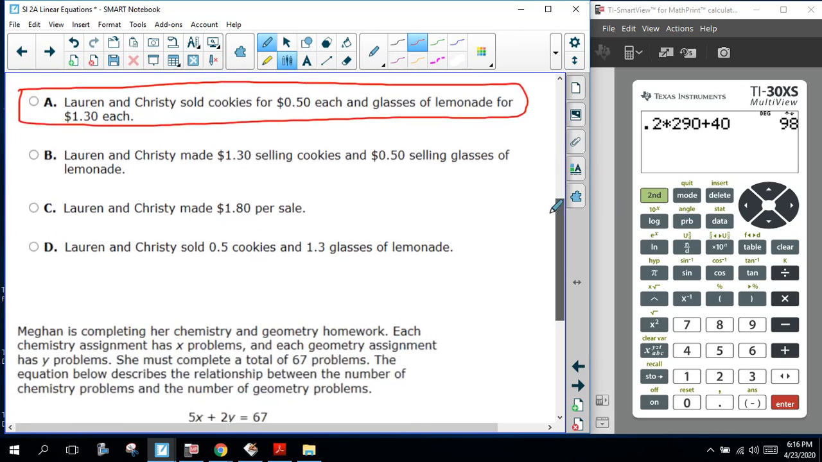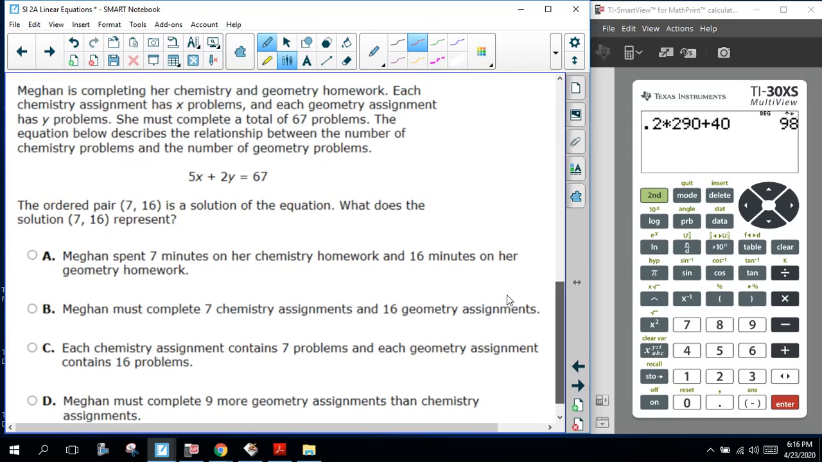All right, taking a look at our last one here. Megan completed her chemistry and geometry homework. Each chemistry assignment has X problems. Each geometry assignment has Y problems. She must complete a total of 67 problems. The equation below describes the relationship between the number of chemistry problems and the number of geometry problems. So this is good. They gave me the equation. And then it says the ordered pair (7, 16) is a solution.